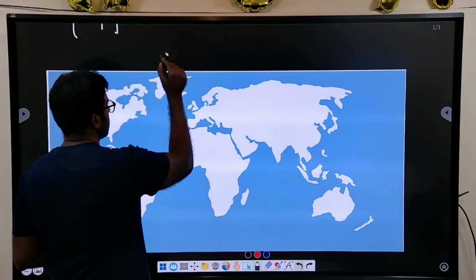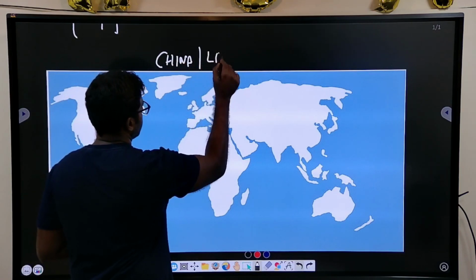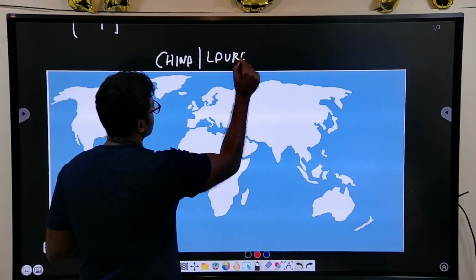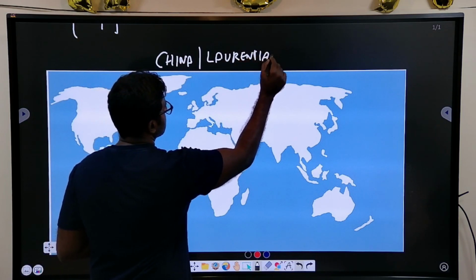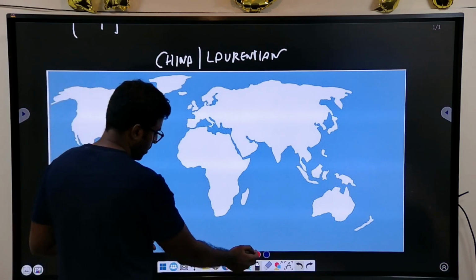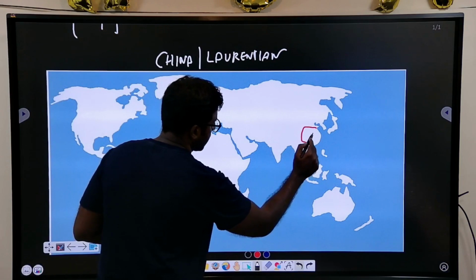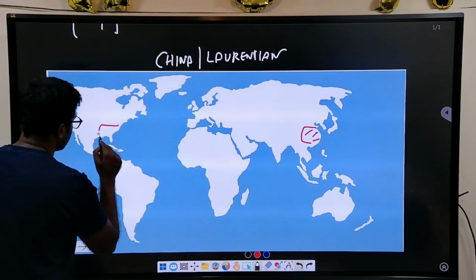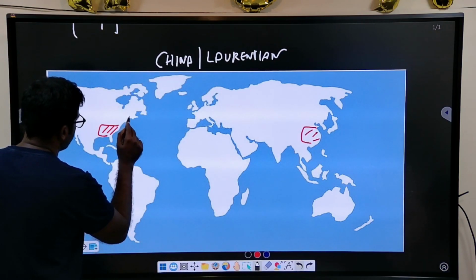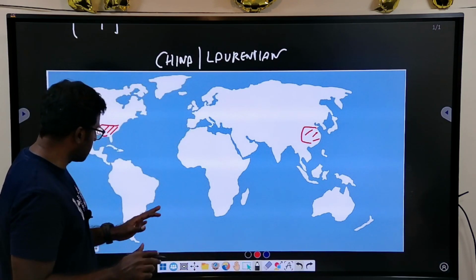Of the climates that we are seeing, we will next look at the China climate and the Laurentian climate. We will look at both together, because mostly they are actually very similar. They are up and down, something like that. So you will have the China climate here, and the Florida climate here. Laurentian is a little up. The explanation for this is very, very simple.